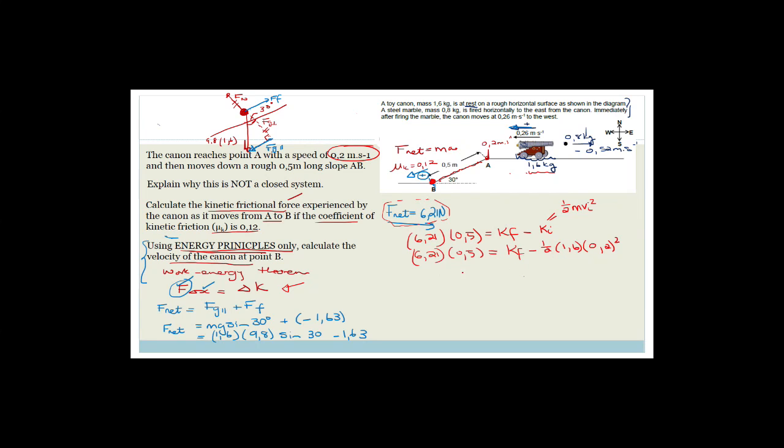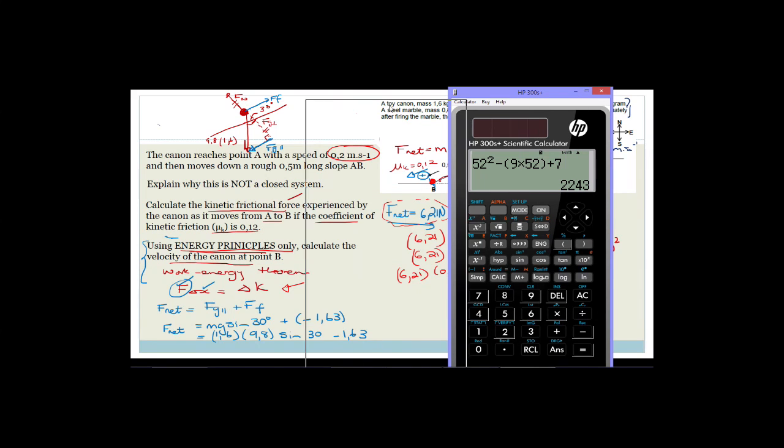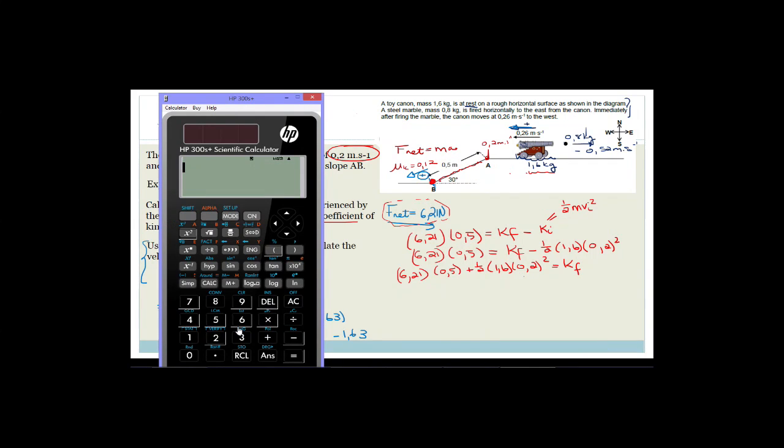So let's work that out first. We've got 6.21 times 0.5 plus a half times 1.6 times 0.2 squared is equal to the final kinetic energy. So let's work that out first before we do anything else. Let's clear this. So we've got 6.21 times 0.5 plus bracket 0.5 times 1.6 times 0.2 squared, all closed brackets, equals that number there, which is 3.137.